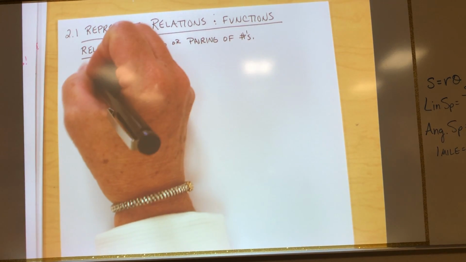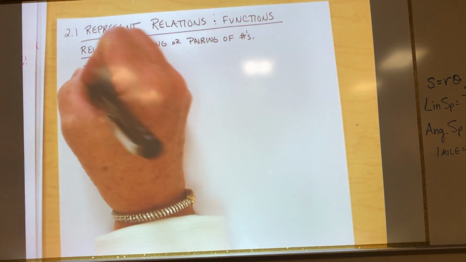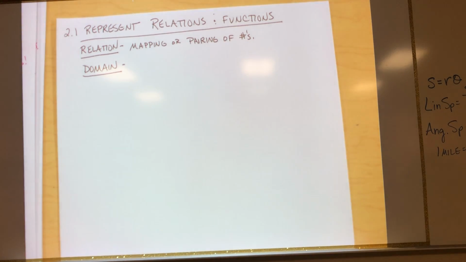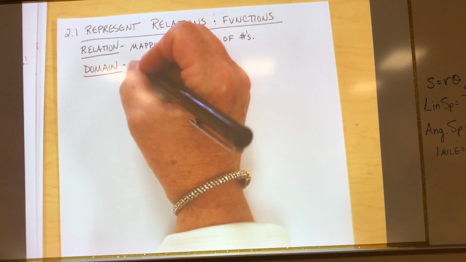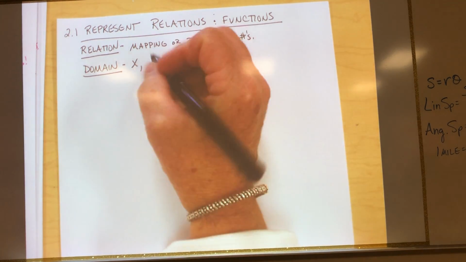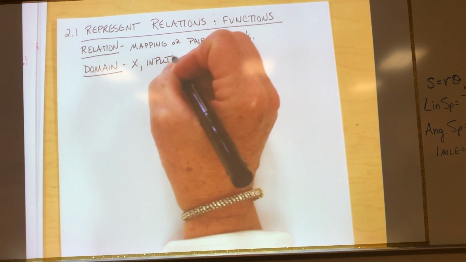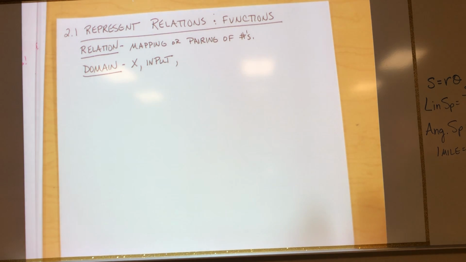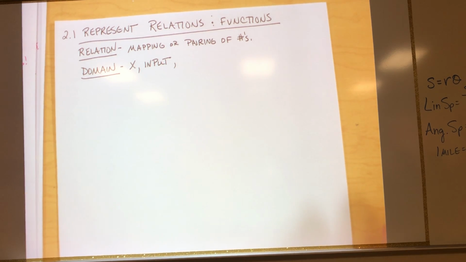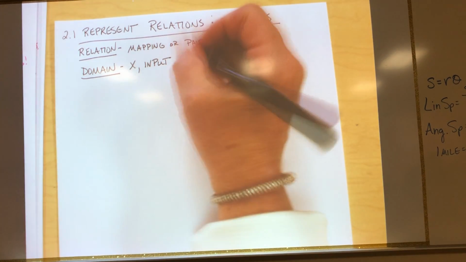So, let's see how well you can read my mind. Domain. What variable am I talking about? Very good. There's another word that we call it, and it's called the input. Very good. The input. There's something else that we call it, and it starts with in, but it's not input. What is it? What variable is that? Independent. This is the independent variable.